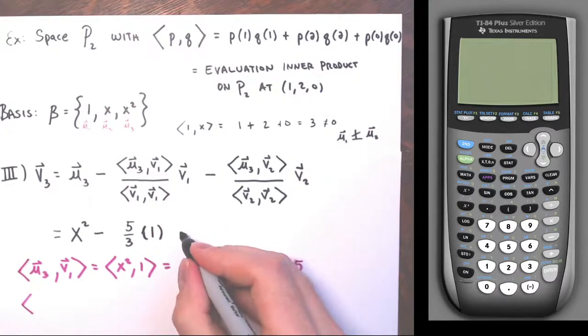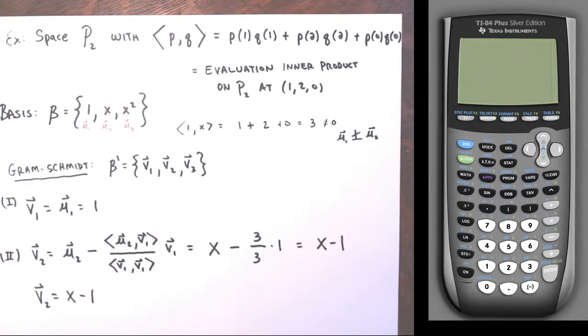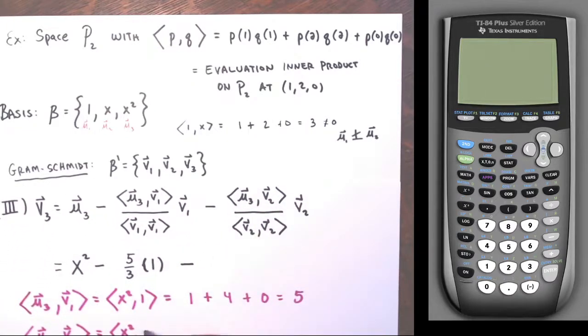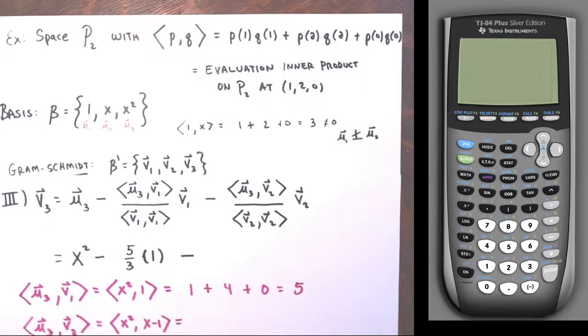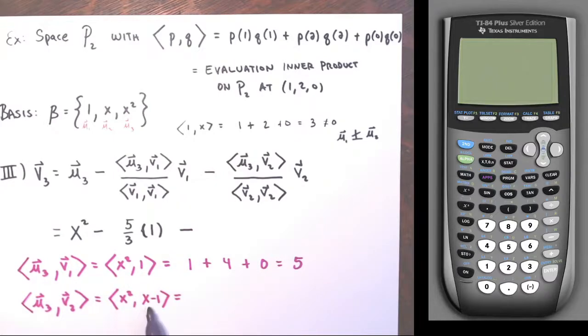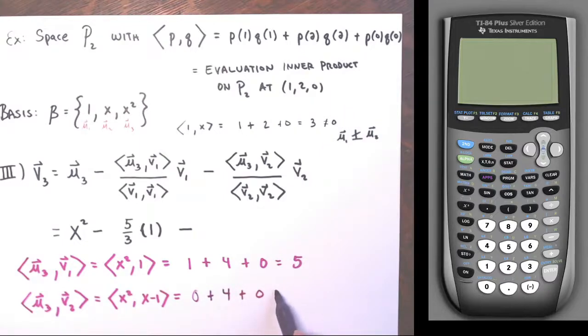Okay, and then the next projection, u3 with v2. So what's that numerator? u3 with v2. Now u3 is again x squared, but this time, v2 we saw was x minus 1. So x squared with x minus 1, and the values at 1 would be 1 and 0. So we have 0 plus the values at 2 be 4 and 1, and the values at 0 would be 0 and negative 1, so 0. So we're getting 4 there.